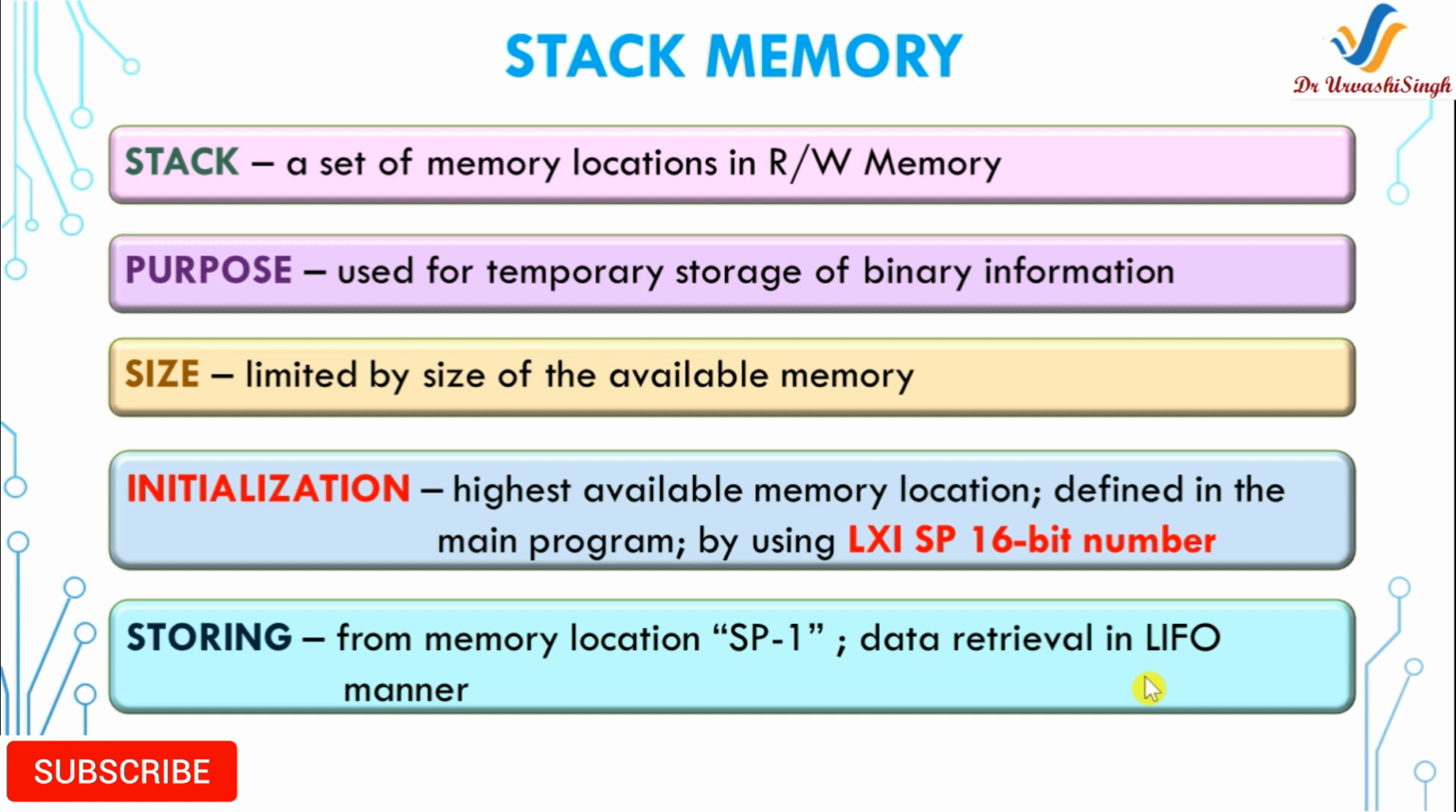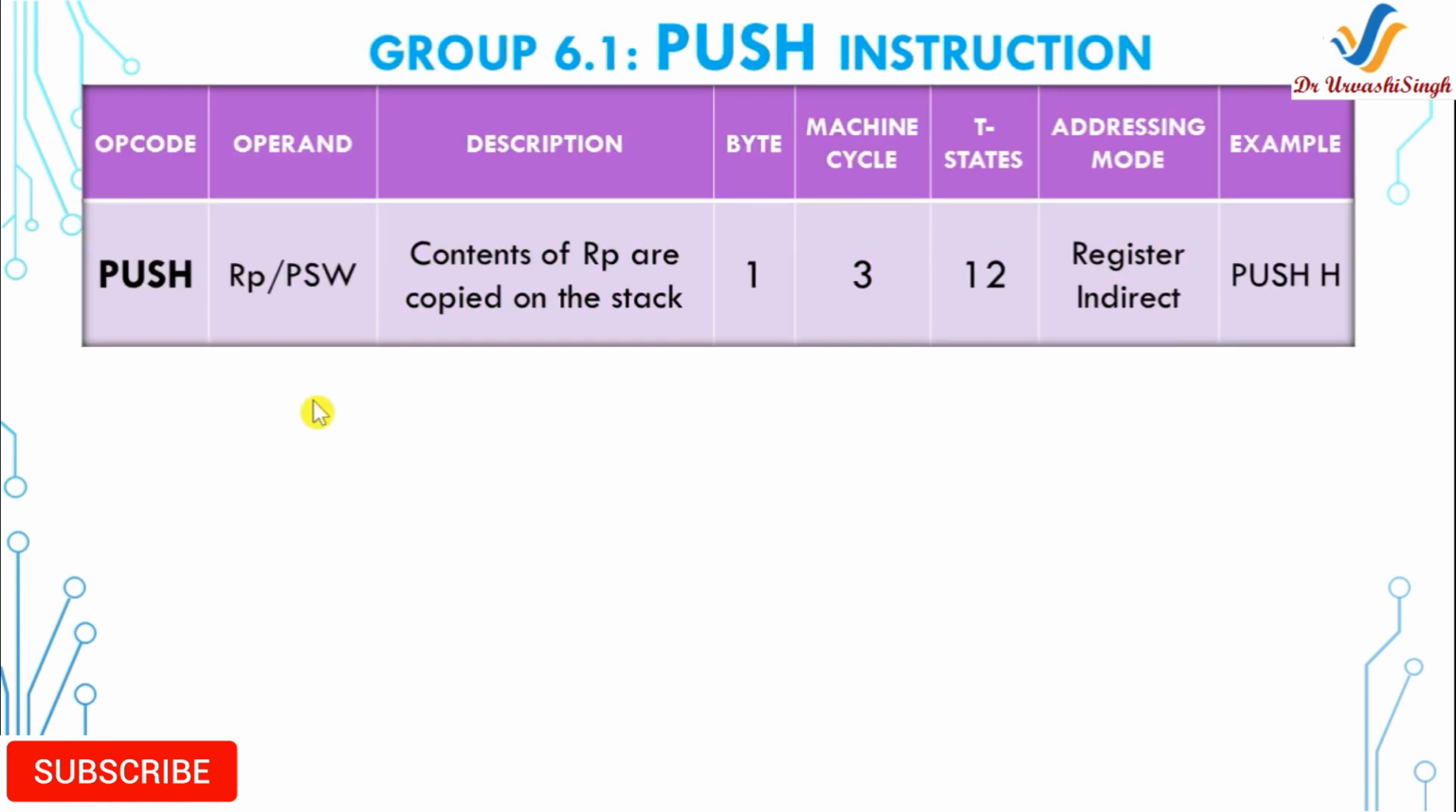Now let's see its instructions. First one is the push instruction. In this instruction, operands are register pair or program status word. This PSW is the 16-bit virtual register of 8085 microprocessor. Here the lower byte is the contents of flag register and upper byte is the contents of accumulator register. So in this instruction, the contents of these registers are copied onto the stack.